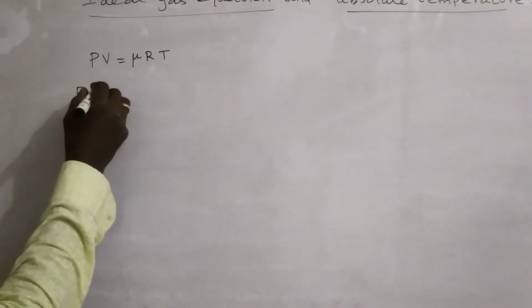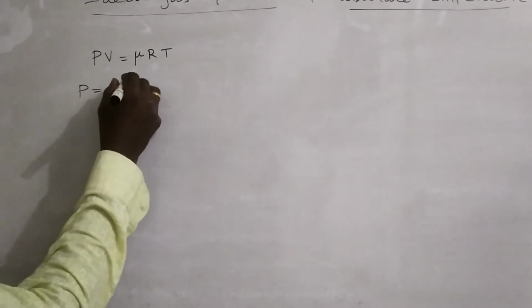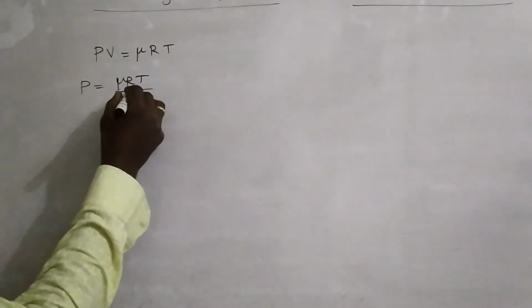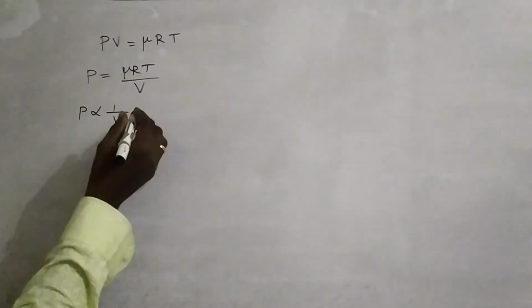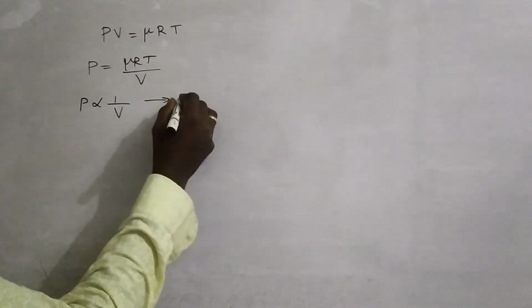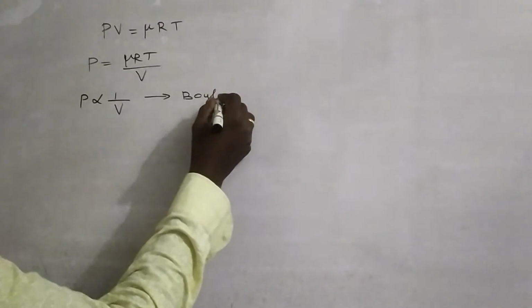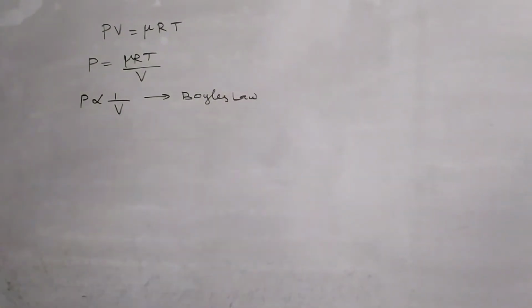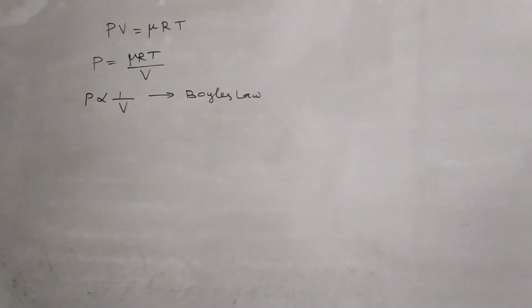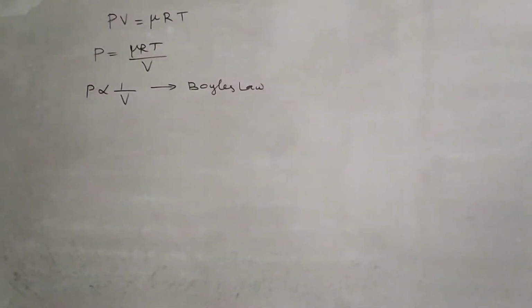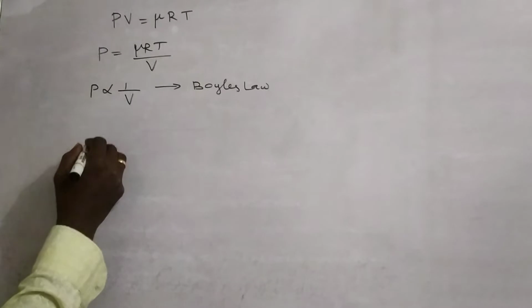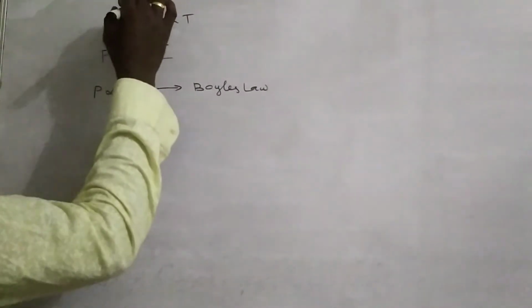So P is equal to nRT divided by V. So pressure is inversely proportional to volume, represented as Boyle's law. State Boyle's law: pressure exerted by the gas molecule is inversely proportional to volume.